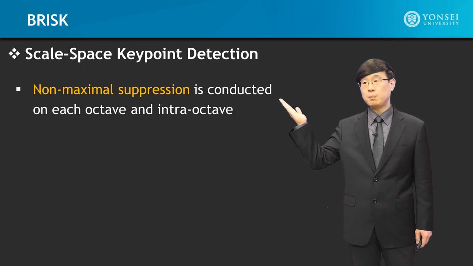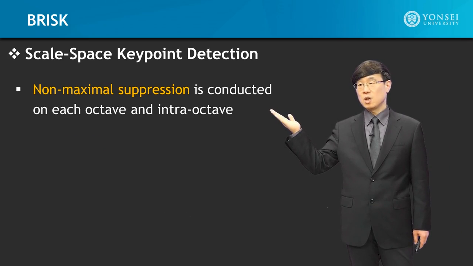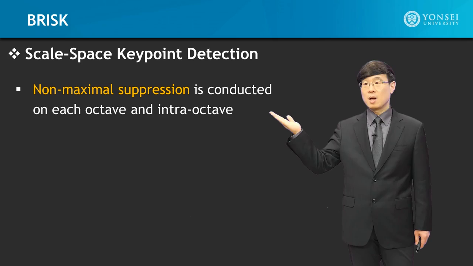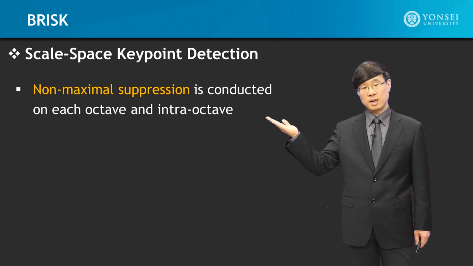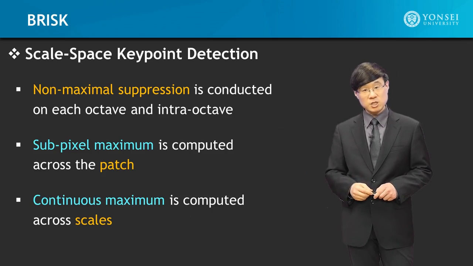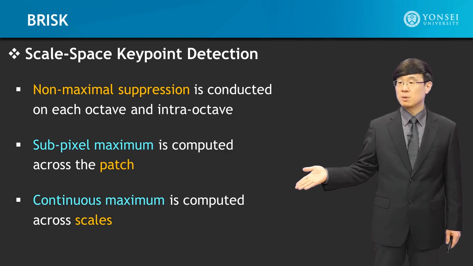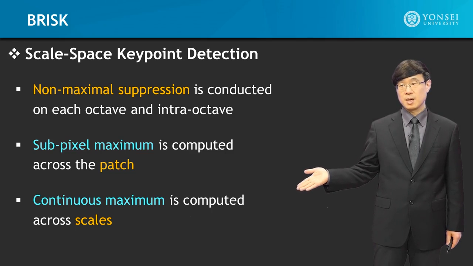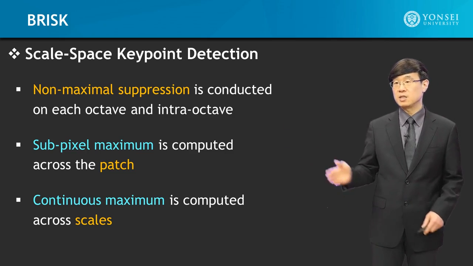Scale space key point detection will then use non-maximal suppression on each octave and intra-octave. Subpixel maximum is computed across the patch, and continuous maximum is computed across scales. This here is the scale space key point detection mechanism that is used in BRISK.